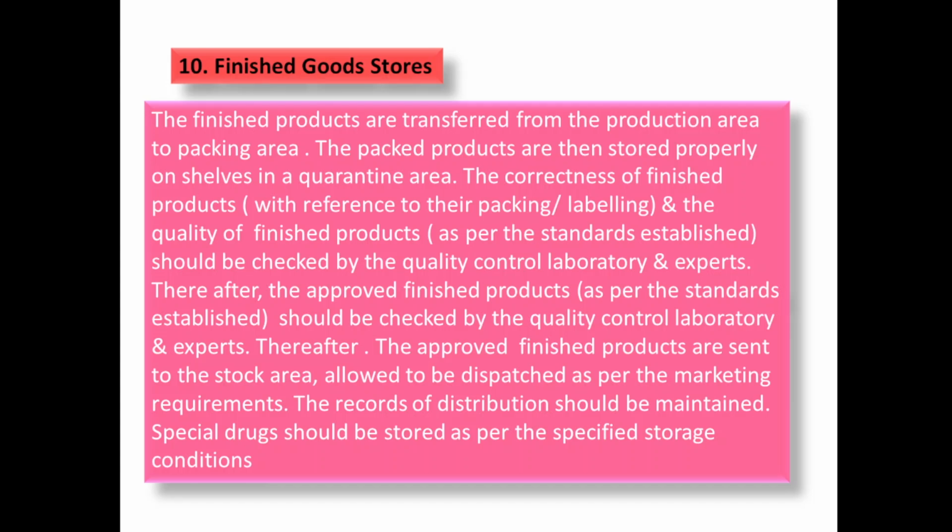After that, the finished goods store. The finished products are transferred from the production area to the packing area. The packed products are then stored properly on the shelves in the quarantine area. Whatever finished products are manufactured in the manufacturing unit should be transferred from the production area to the packaging area and stored properly on the shelves in a quarantine area.